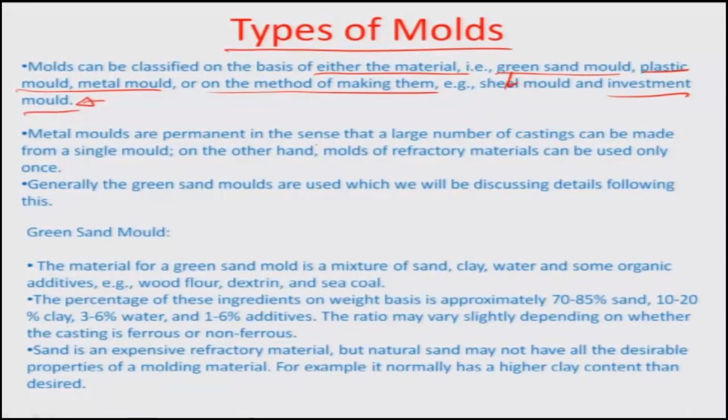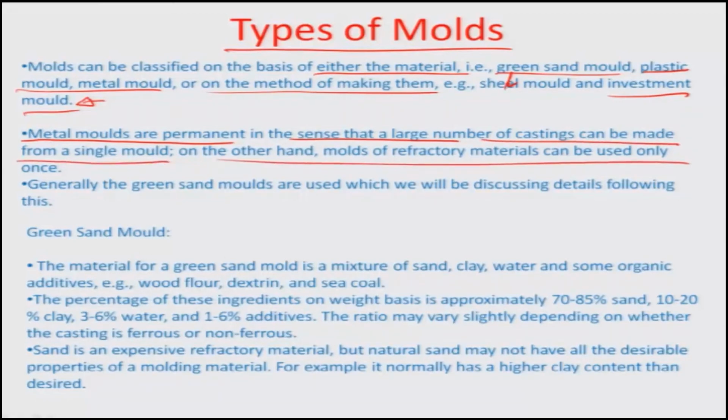Metal molds are permanent in the sense that a large number of castings can be made from a single mold. On the other hand, molds of refractory materials can be used only once, because you have to reclaim the sand once the casting process is over. In fact, I told you in the first few lectures that there is a reclamation process associated with all casting. Generally the green sand molds are used, which we will discuss in detail now.